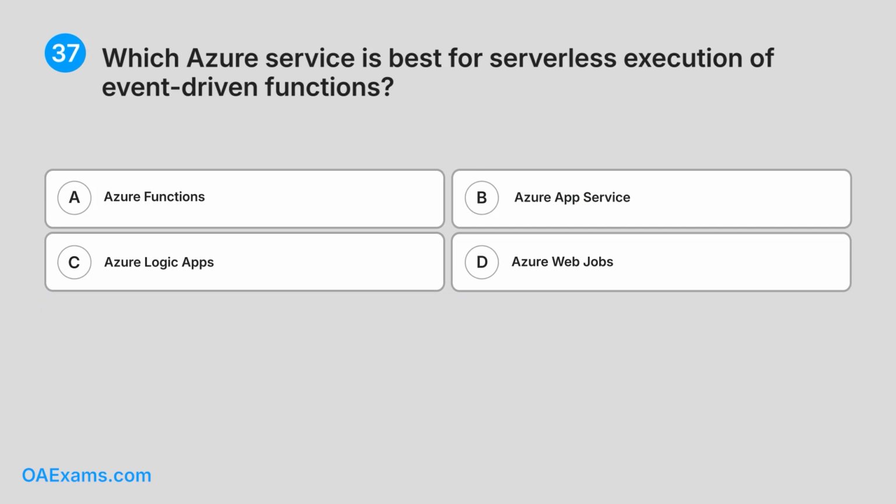37. Which Azure service is best for serverless execution of event-driven functions? A. Azure Functions. B. Azure App Service. C. Azure Logic Apps. D. Azure Web Jobs. Can you guess the answer?